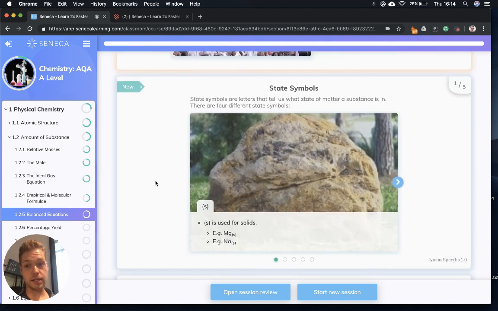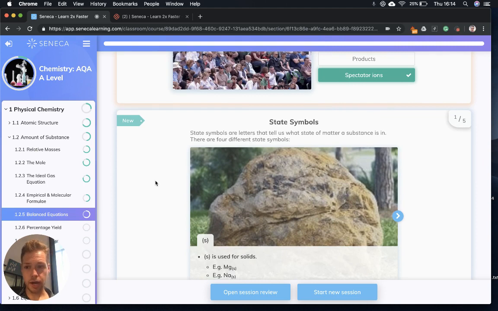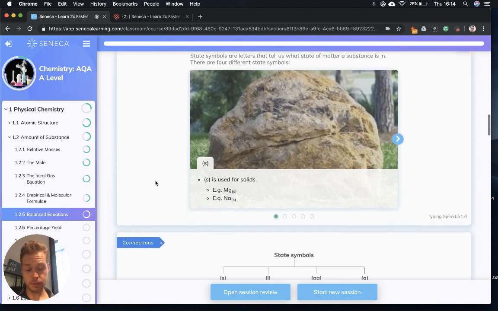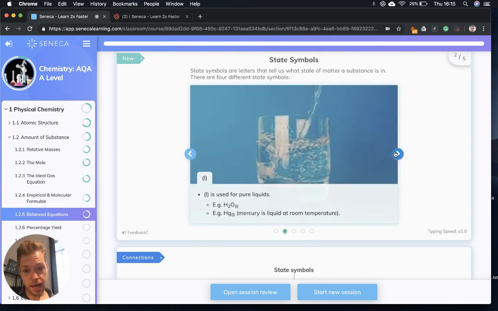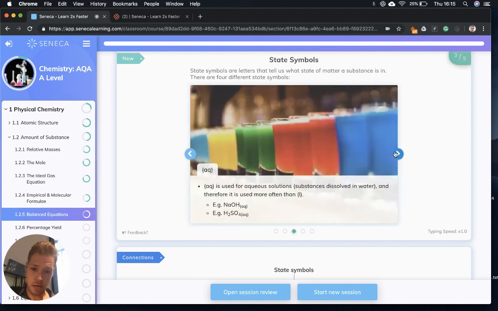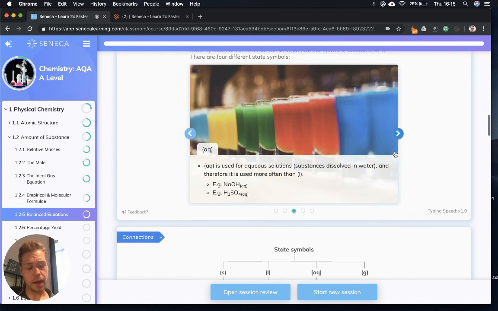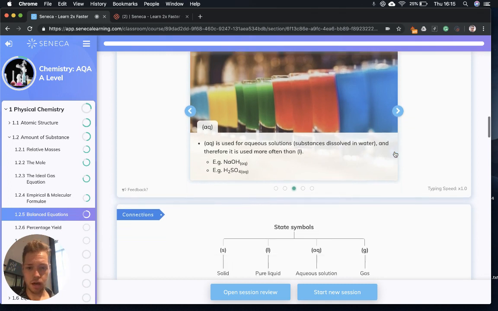They are spectator ions. Okay, next we're going to talk about state symbols, which just says whether something's a solid, liquid, or a gas. Pretty straightforward. You probably are familiar with it from GCSE. An S means solid. L means a liquid, so pure liquid like water or like mercury. That's what you see in like a cute little thermometer. And then aqueous is dissolved in water, and it's used a little bit more often than L. You'll only really see L for water, to be honest.